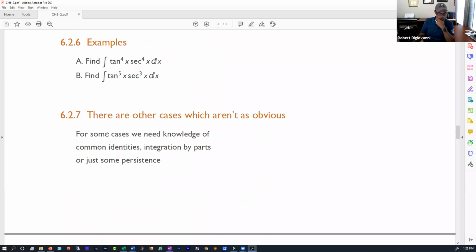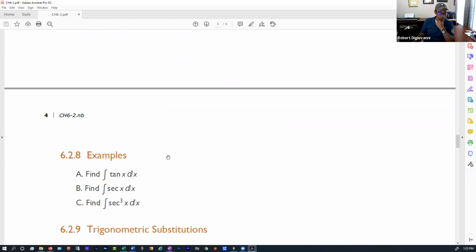Moving on. We're still in trig integrals. There are other cases of trig integrals which aren't as obvious. For some cases, we need knowledge of common identities, maybe integration by parts, and just some, your favorite word, persistence. All right, so we're going to take a look at 3 interesting integrals: tangent x, secant x, and secant cubed.